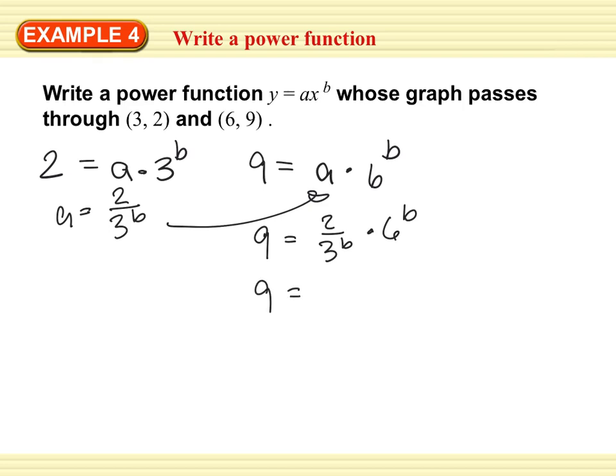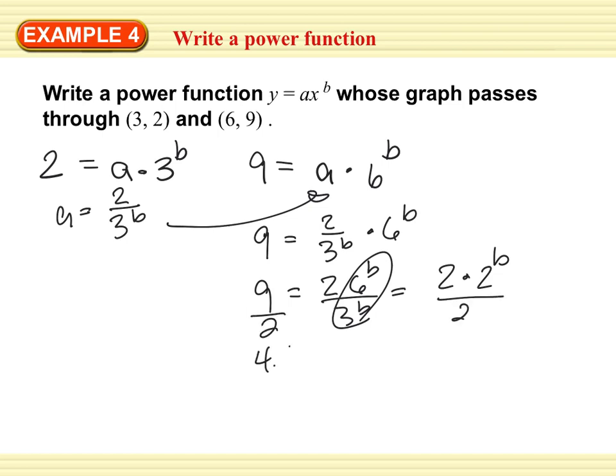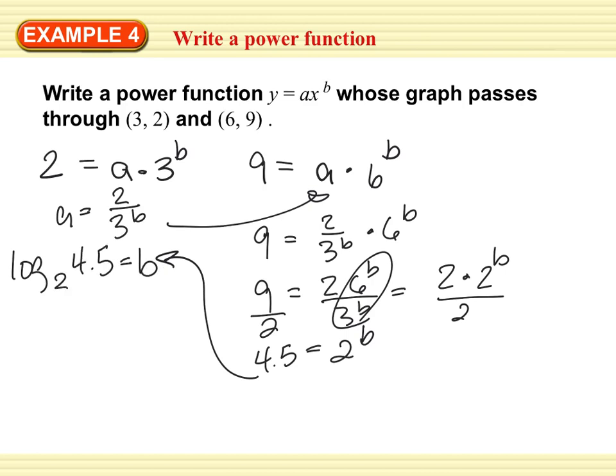That right there simplifies to 2, 6 to the b over 3 to the b. Simplify this right here: 2 times 2 to the b. Divide both sides by 2. 4.5 equals 2 to the b. Now we're going to do the log. So I'm going to change that from exponential into log form. So log base 2 of 4.5 equals b, right?